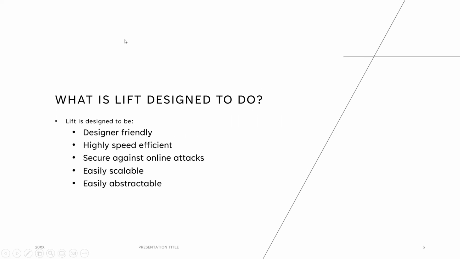According to the website and looking into it, he had 5 core tenets that he really wanted to incorporate into Lyft. He wanted it to be designer friendly. He wanted it to be really fast and efficient. It wanted to be secure, especially against online attacks from malicious users, easily scalable to handle lots of web traffic, and easily extensible. And so it has to do with security as well. He really wanted to abstract a lot of the data away from the user and instead rely on functions in the background which communicate with the front end.